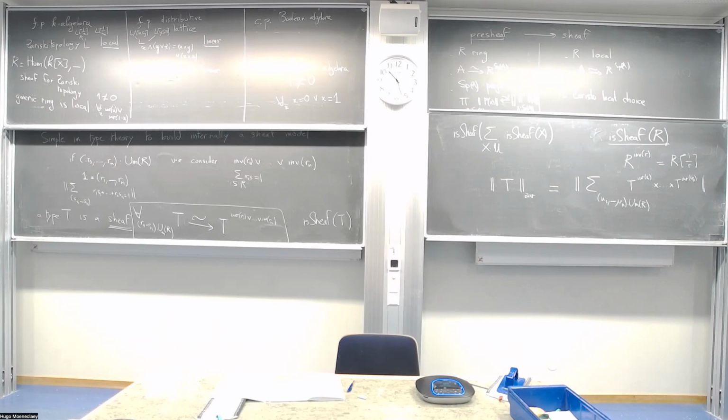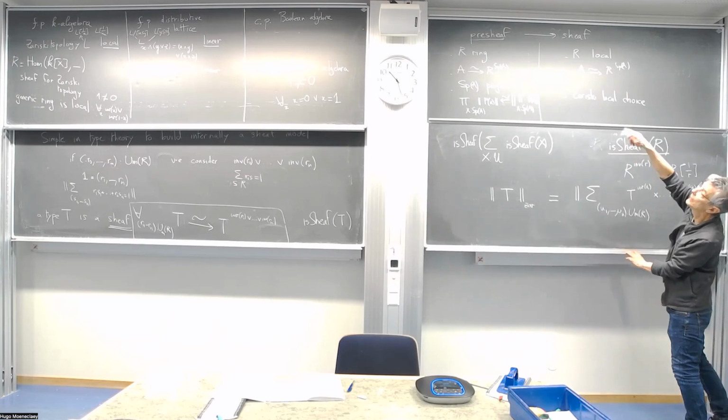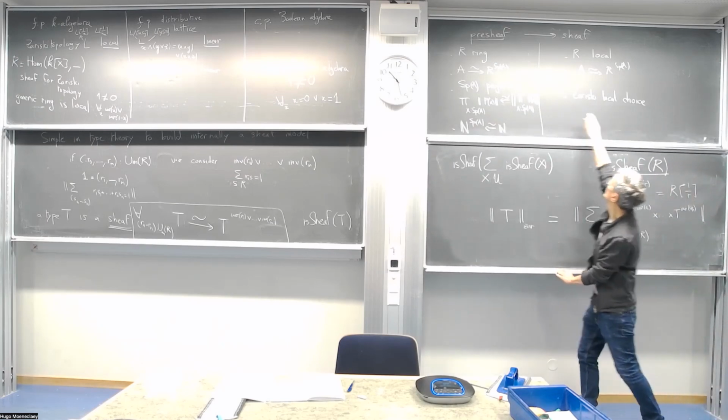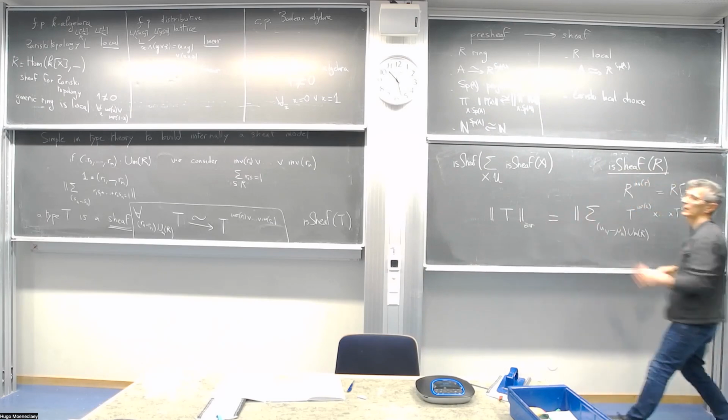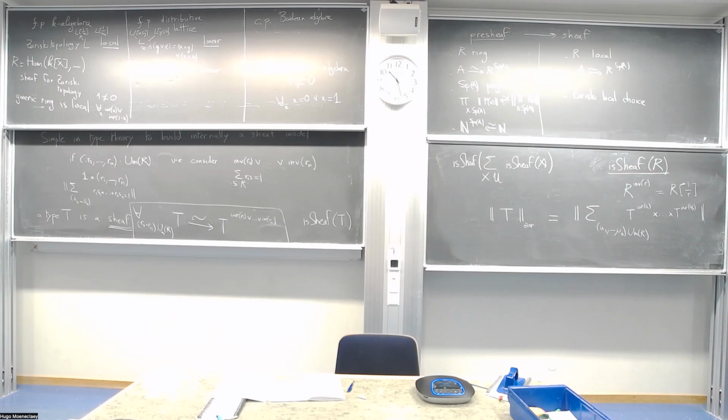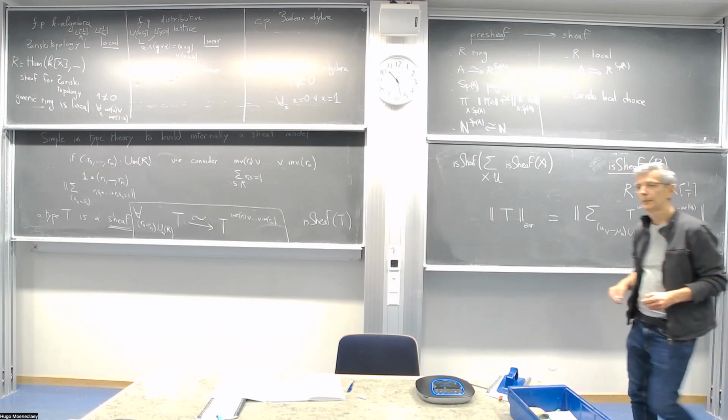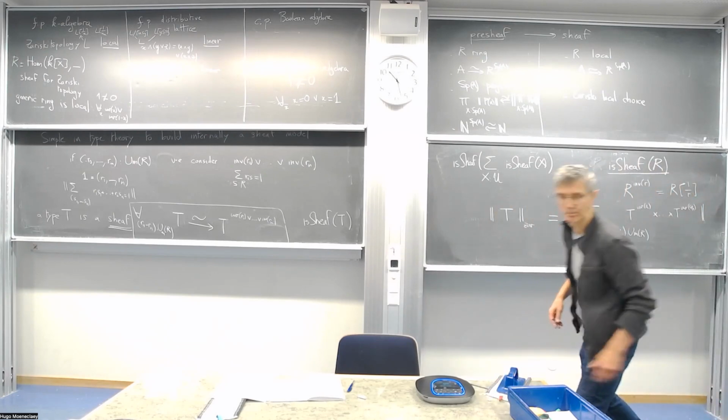Yeah, and then using this and using choice, you get Zariski local choice. So Zariski local choice is a consequence of this equation. So, and I will stop. Thank you.